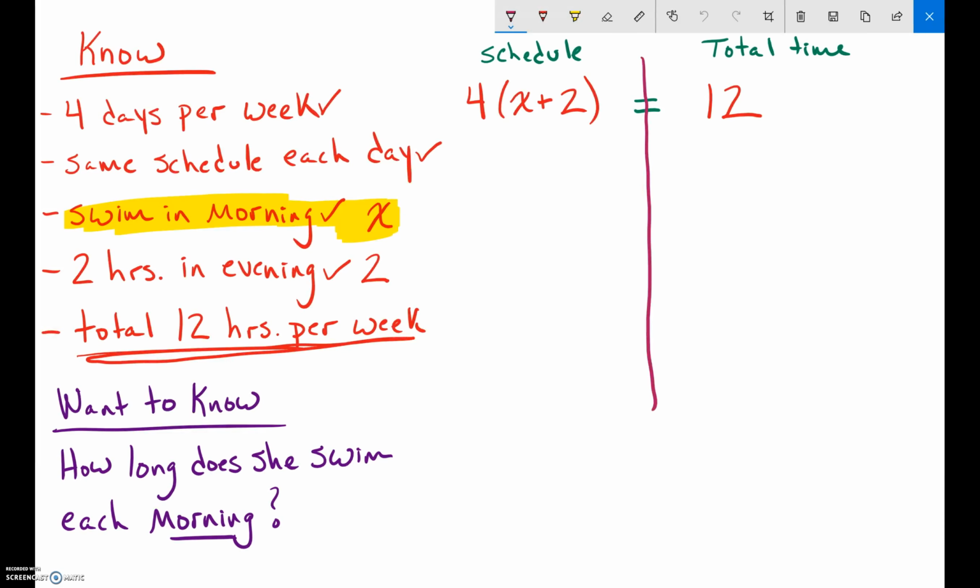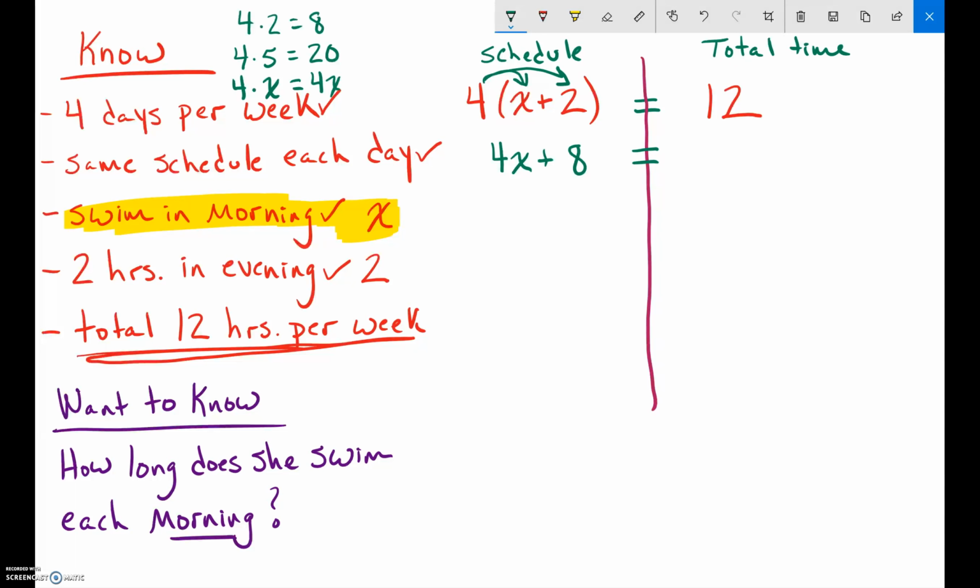And then we're going to simplify the left-hand side of the equation. We're going to use what is called the distributive property. And this is going to be 4 times X. If it was 4 times 2, you'd know that's 8. If it was 4 times 5, you'd know that's 20. This is 4 times X. This is 4 times an unknown. So the best we can do is 4X because we don't know the value of that variable yet. Plus 4 times 2 is 8.